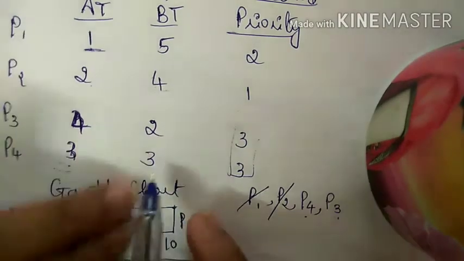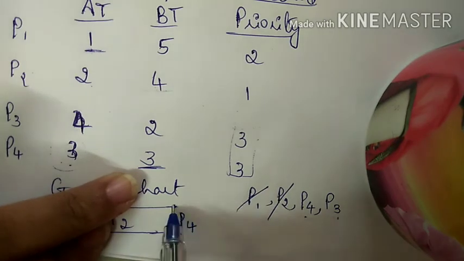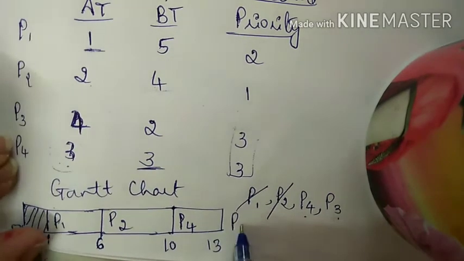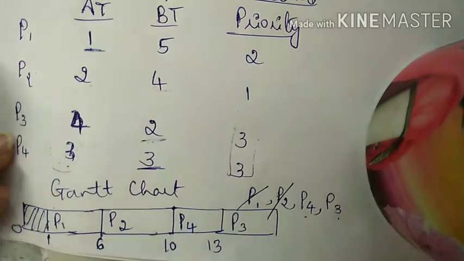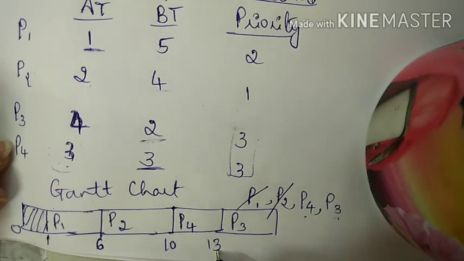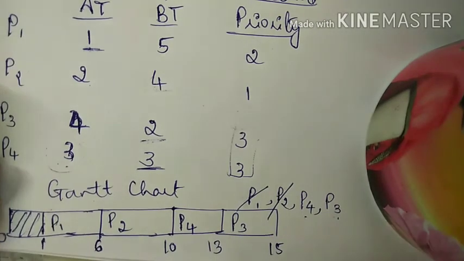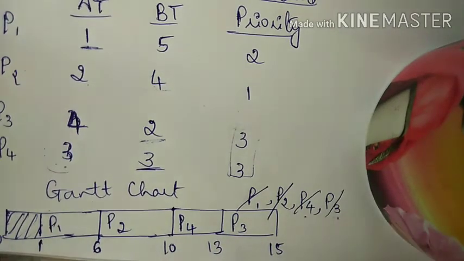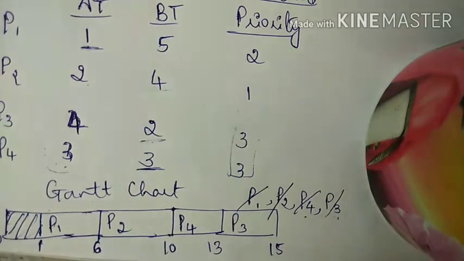P4 will execute till its completion. So 10 plus 3, that is 13 milliseconds. Finally, we are going to schedule P3, that is 2 milliseconds. 13 plus 2, 15 milliseconds. This is our Gantt chart. P4 is also done and P3 is also done. This is our Gantt chart using the non-preemptive method.